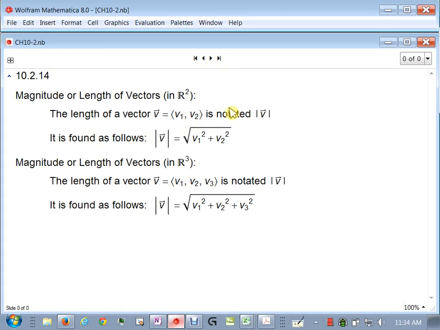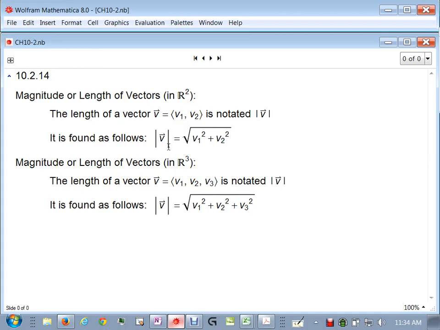Here we go, magnitude of a vector. When we talk about the magnitude of a vector or the length of the vector, we're just saying how long is it, right? Tip to tail, measure it. And to do it in two-dimensional space, first we need notation. We put the good old-fashioned absolute value bars. That's what we use to represent the length.